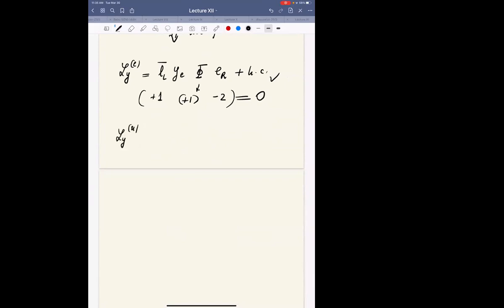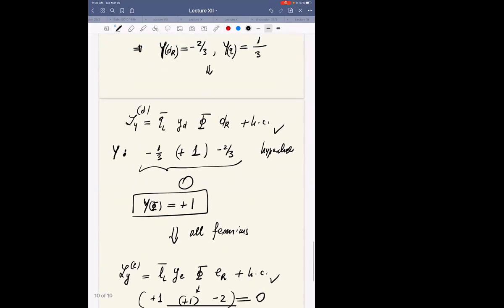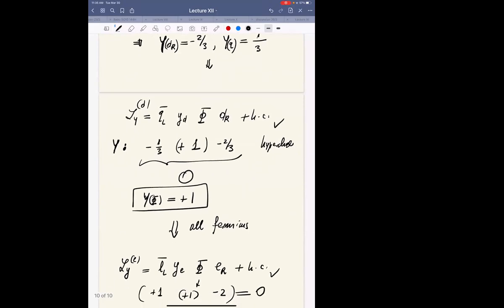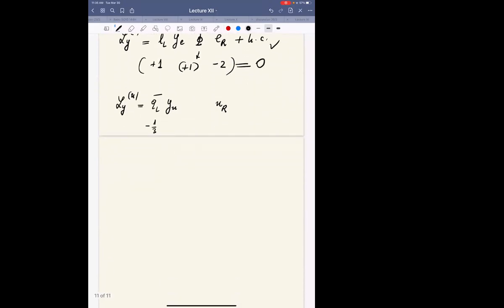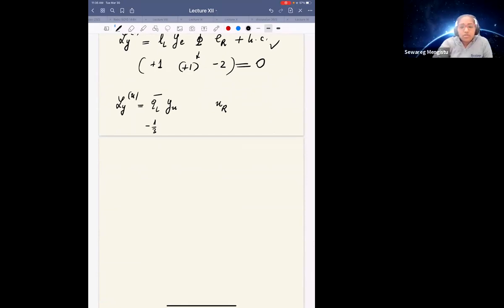We want the up quark to get a mass. It will get a mass through the Yukawa coupling, we notice. So this is QL bar, Yukawa up, UR. And here we have to be concentrated. The QL bar was -1/3. Let me check if that's what I wrote, because I think I did. Yes, so that worked. But what about the hypercharge of UR? What is it? 4/3.